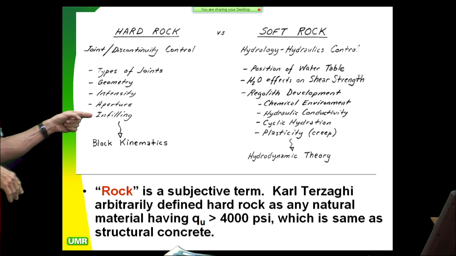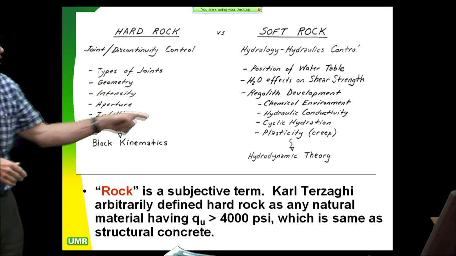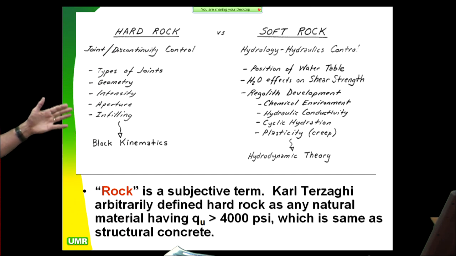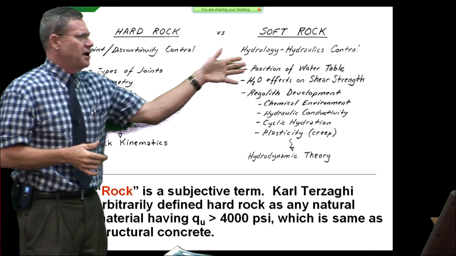And then the infilling within the aperture, do they have clay-filled infillings? That makes for a lot lower friction. And so their morphology of hard rock slopes is controlled by block kinematics, pure rock mechanics. Okay, well, that's simple enough. It sounds pretty simple. Now, what if you get soft rocks?